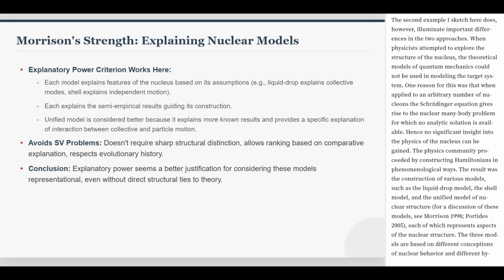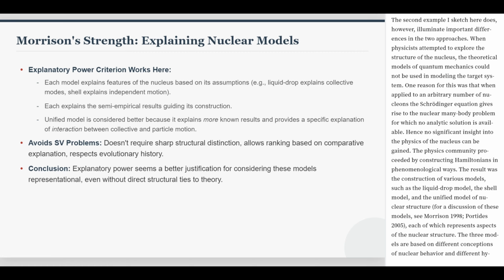Now, let's bring Morrison's explanatory power criterion back into play. How does it fare with the nuclear models? Much better. Actually, each model explains certain features of the nucleus based on its core assumptions. The liquid drop model explains collective behaviors. The shell model explains individual nucleon properties. Each also explains the semi-empirical data that helped build it.